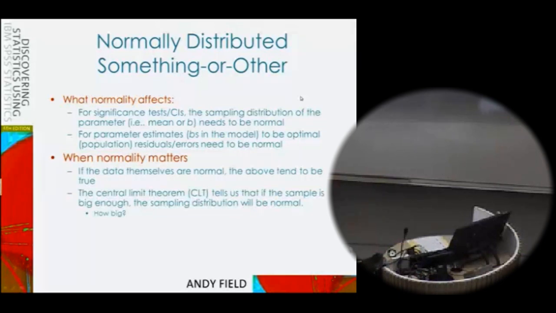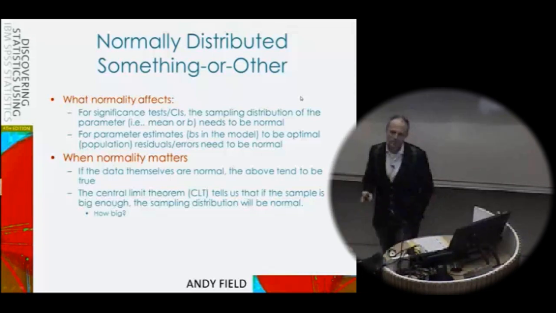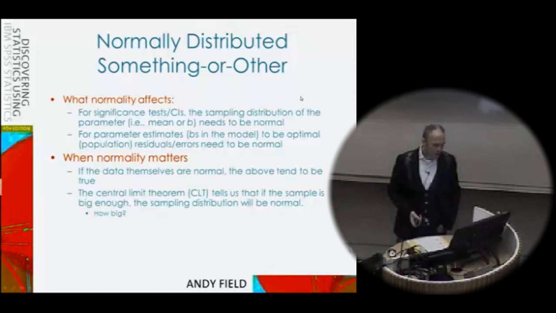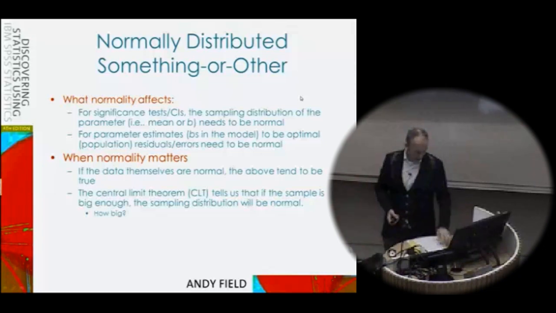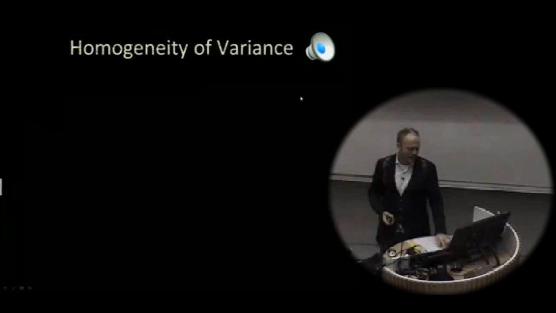So I said yesterday, sampling distributions are a bit like unicorns. They exist sort of hypothetically, but you'll never see one. The central limit theorem tells us that when we have big enough samples, the sampling distribution will be normal anyway, so we can probably stop panicking about normality. That's all you need to know about what normality is.